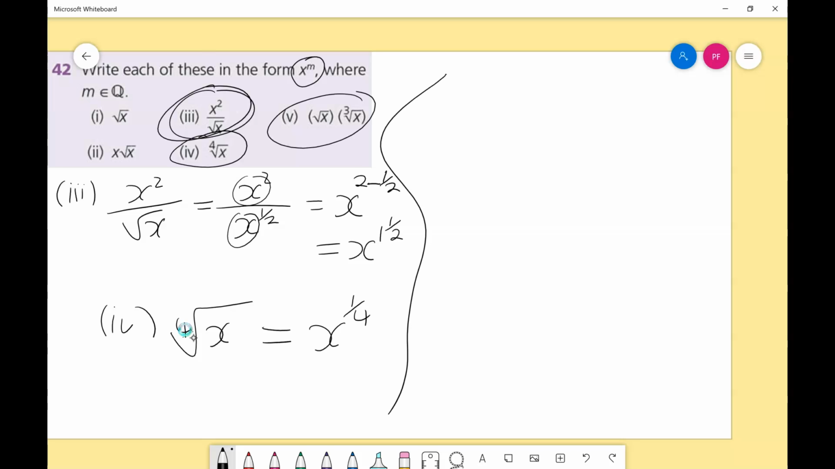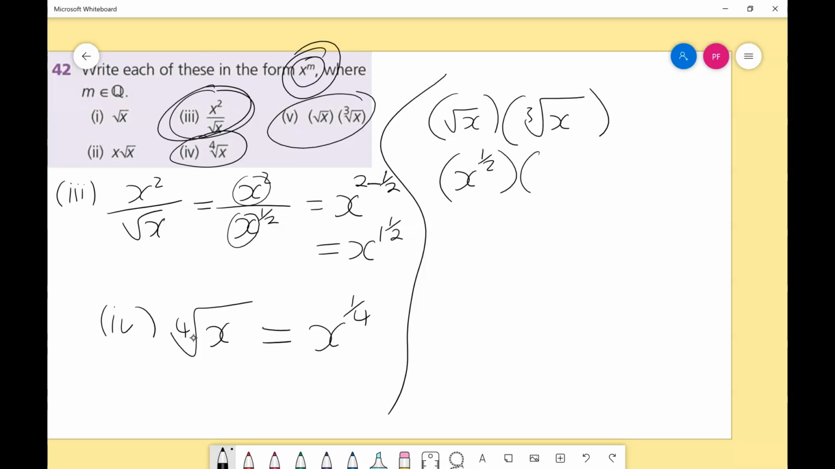Now part 5, we've got the square root of x times the cube root of x. So again, they want x to the power of m, so they don't want any root signs, they only want powers. So it's x to the power of a half. And the cube root is x to the power of 1/3. What do we do when we're multiplying? We add our powers. x to the power of a half plus 1/3. We need a common denominator. Our common denominator can be 6. So it'll be over 6. And 3 times 1 is 3. 2 times 1 is 2. So that's x to the power of 5/6.